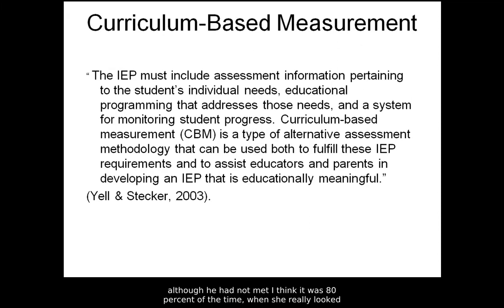although he had not met, I think it was, 80% of the time, when she really looked from the beginning of the year till May, he was at like 78% of the time. So he had almost made the goal, but not quite. But it took quite a few conversations and some real digging in to talk about how the progress was monitored. Was she monitoring progress? Was it done in such a way that we were able to see that progress was being made?